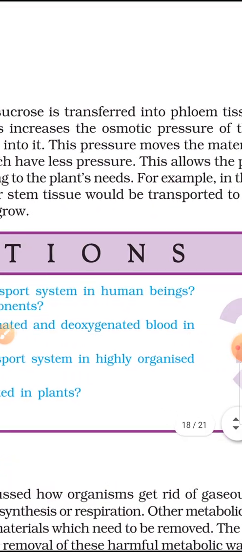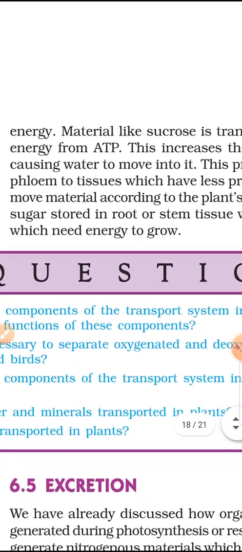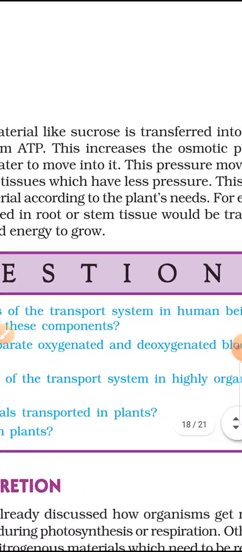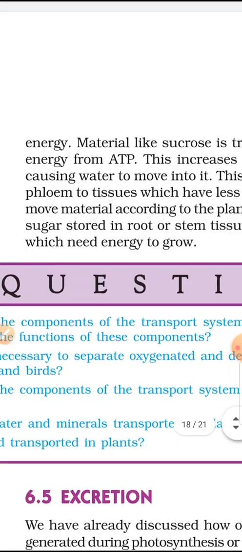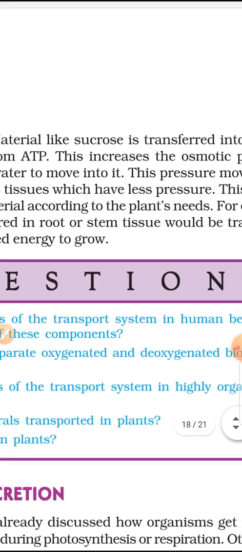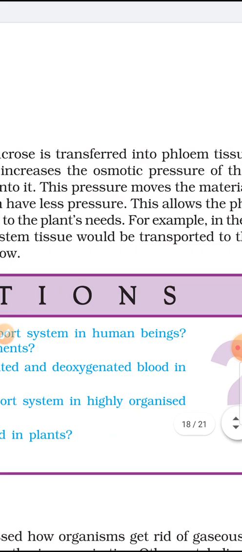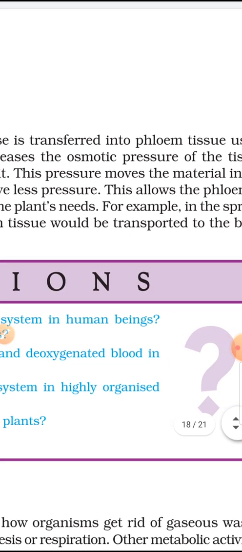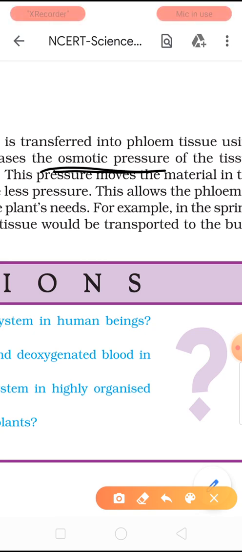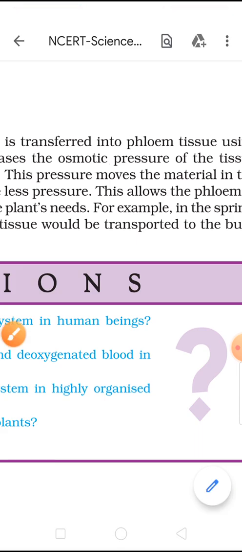This increases the osmotic pressure of the tissue, causing water to move into it. This pressure moves the material in the phloem to tissue which has less pressure. So what is happening over here? When sucrose is moved into phloem tissue, energy is used, and osmotic pressure gets increased. Now what is this osmotic pressure? I'll explain in a very short way.